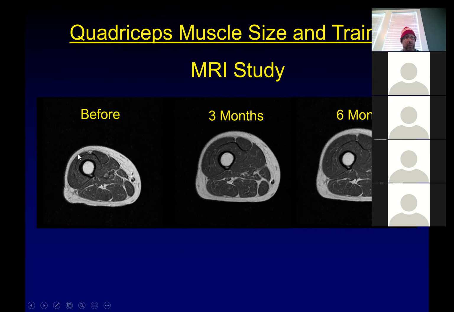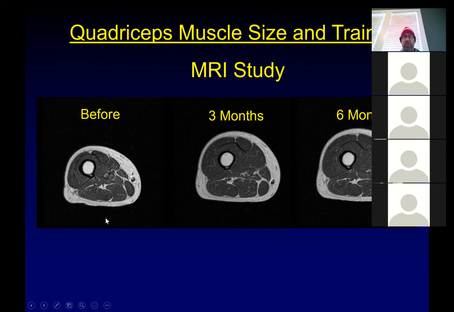So the vastus lateralis is out here. We have the vastus intermedius. Here's the vastus medialis. There's the rectus femoris. Here's going to be the femoral artery and the femoral vein. Your hamstrings are down here. So this is a person that did 6 months of resistance training. And you can see how in 3 months they got a lot bigger. And then in 6 months they got bigger, but not nearly so much.